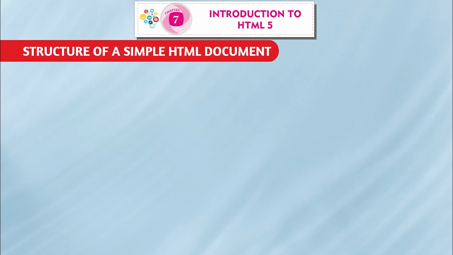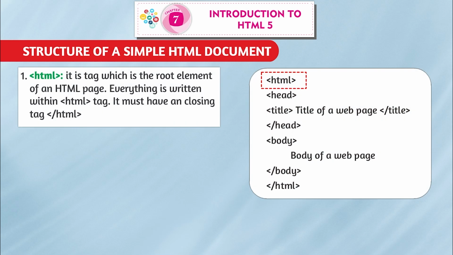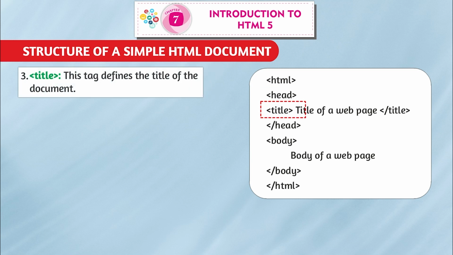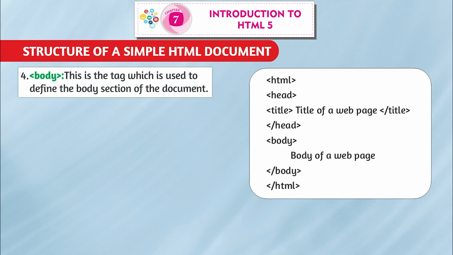Structure of a simple HTML document. 1. HTML. It is a tag which is the root element of an HTML page. Everything is written within an HTML tag. It must have a closing tag, /HTML. 2. Head. This tag is used to define the heading of a page. 3. Title. This tag defines the title of the document. 4. Body. This is the tag which is used to define the body section of the document.